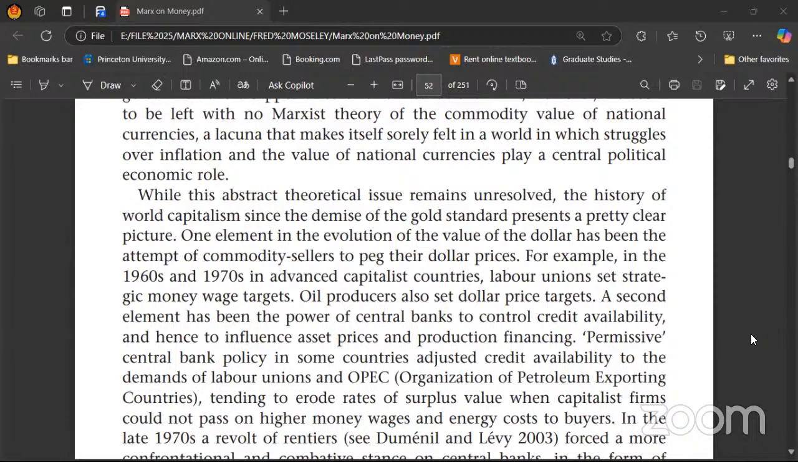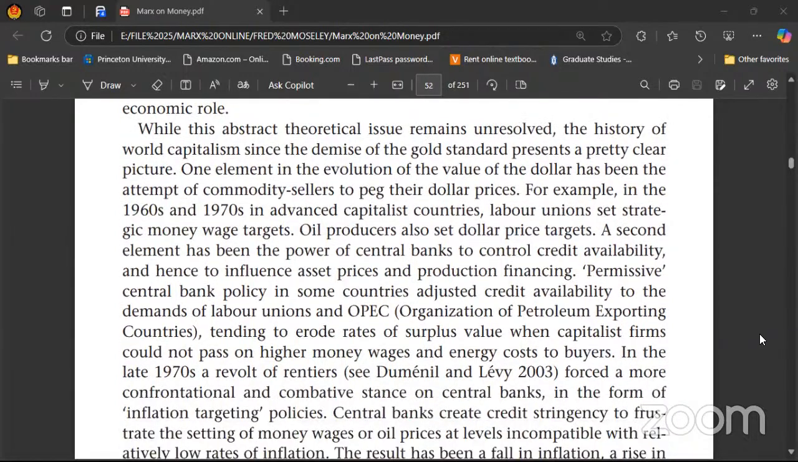Recall, of course, that there was discussion under the Nixon administration of wage and price controls. A second element has been the power of central banks to control credit availability and hence to influence asset prices and production financing. Permissive central bank policy in some countries adjusted credit availability to the demands of labor unions and OPEC, the Organization of Petroleum Exporting Countries.